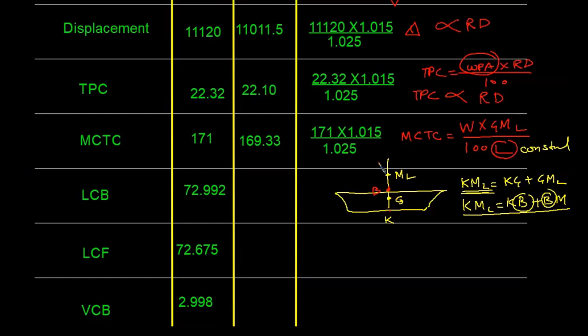So what we realize is that in this second equation, it is going to be a function of B, that is the center of buoyancy. And the center of buoyancy depends on underwater volume. Here we have taken underwater volume as constant. If it is constant, it simply means that KM is constant.